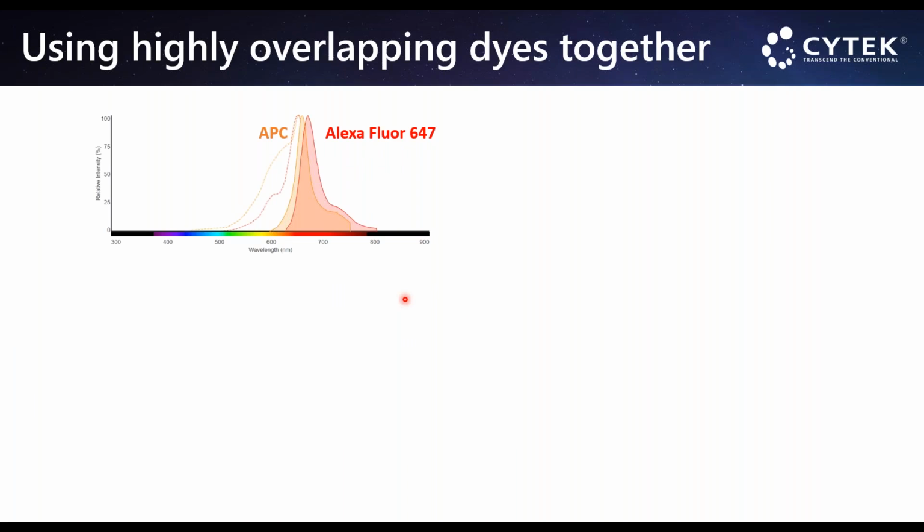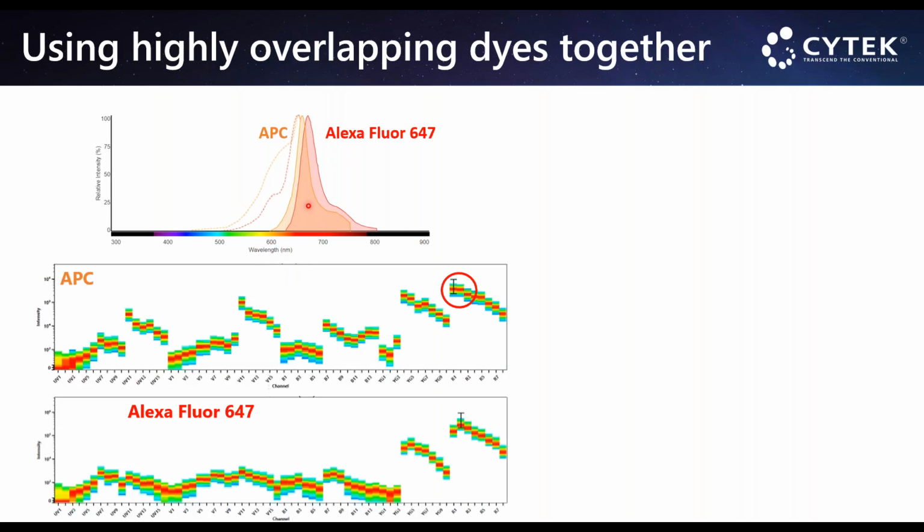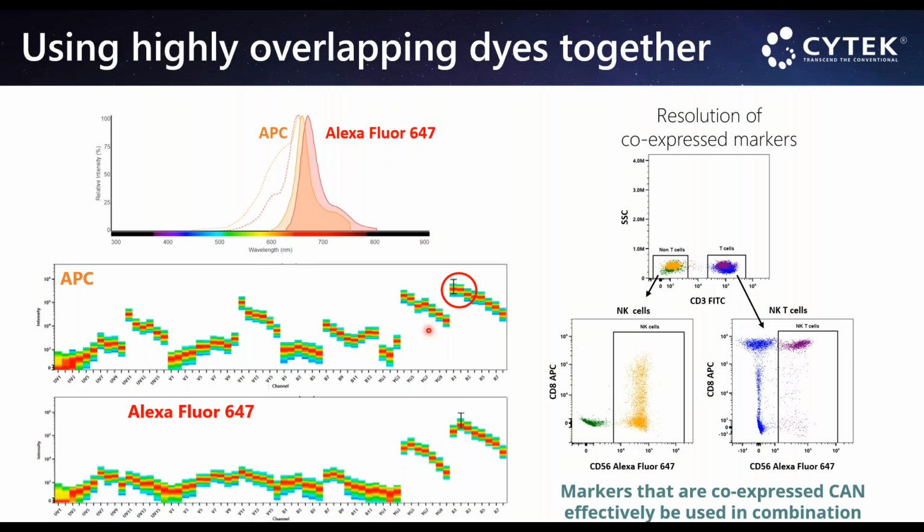Many of you have probably seen this, the classic example of APC and Alexa 647. We think of them as identical dyes in a lot of cases. And if you go to a spectral viewer, you'll see a lot of overlap here. So you would correctly conclude that you can't run these together. But looking at the full spectrum, of course, now we can see that there are a lot of differences in the full spectrum signature of APC versus Alexa 647. And this allows us to actually run these 2 dyes together in the same panel.